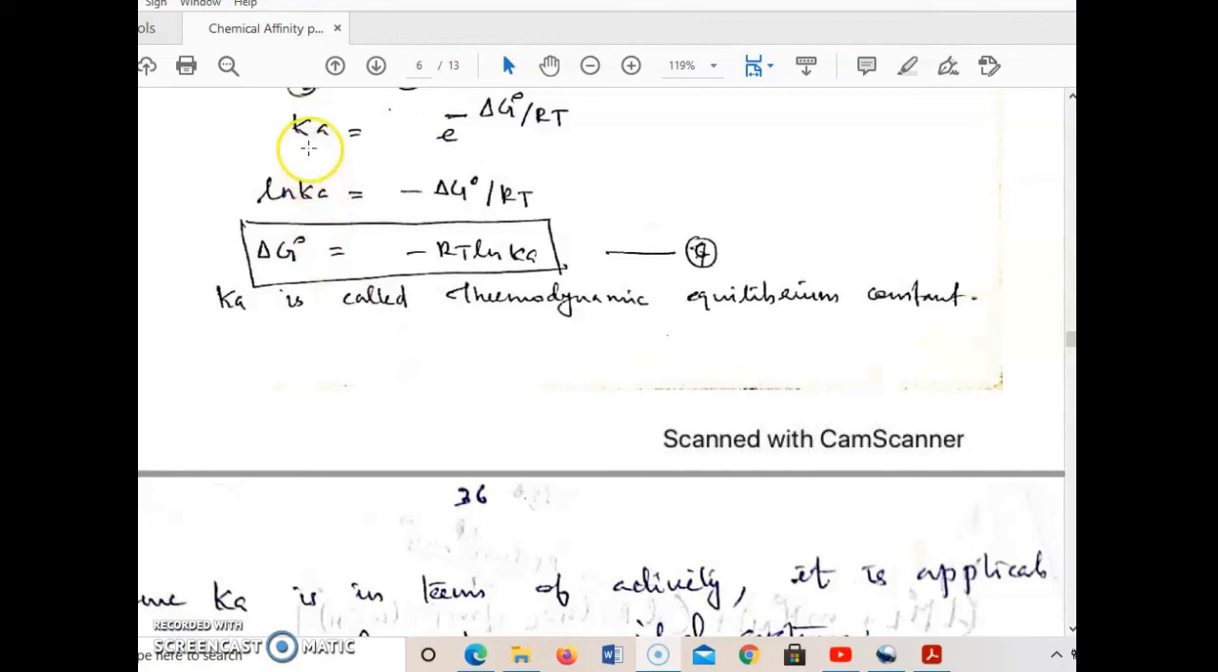Now, have a look at equations 5 and 6. From 5 and 6, we can equate Ka is equal to e raised to minus delta G0 by RT. If we take the log, ln Ka is equal to minus delta G0 by RT. Okay. So from this we can find delta G0. Delta G0 is equal to minus RT ln Ka. Let that be equation 7, where Ka is called the thermodynamic equilibrium constant. So here we have derived a relation between the free energy change at equilibrium and the thermodynamic equilibrium constant.